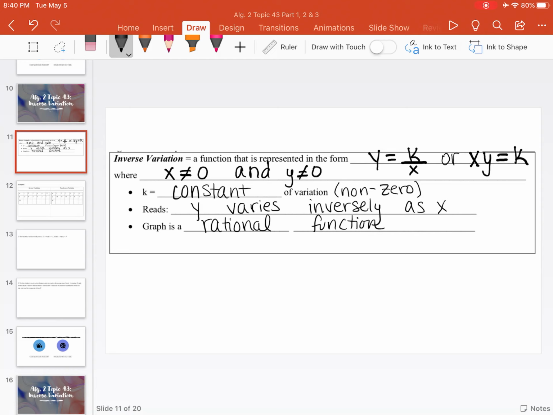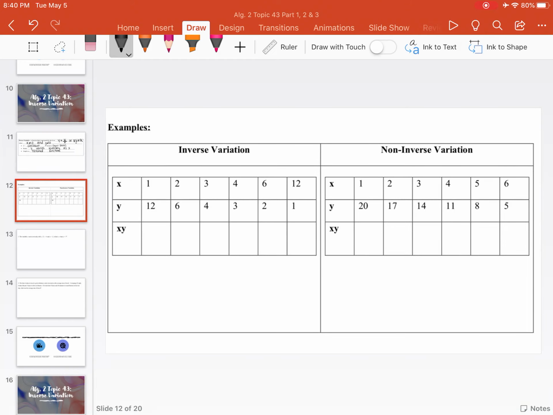Let's get into examples and non-examples. For inverse variation, remember how we have this constant, k. And in the first slide, we saw that we could rewrite the inverse variation form as x times y equals k. In other words, if we multiply our x value by its respective y value, we'll get a value.